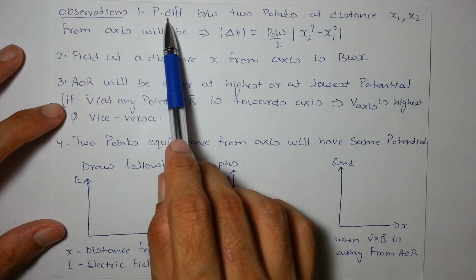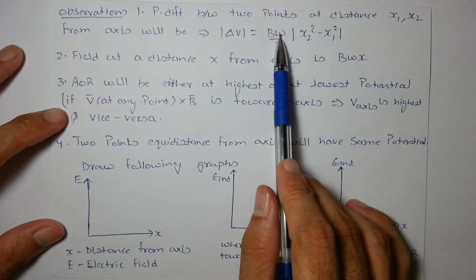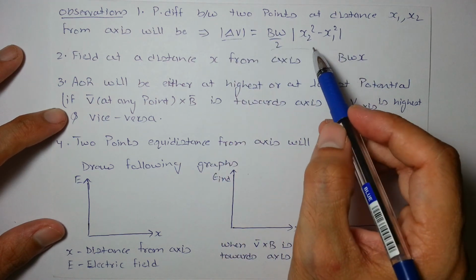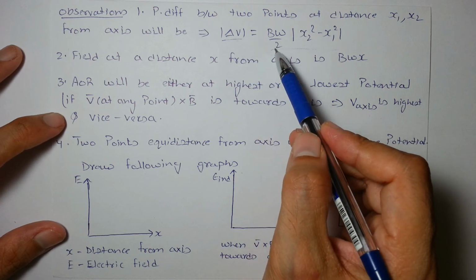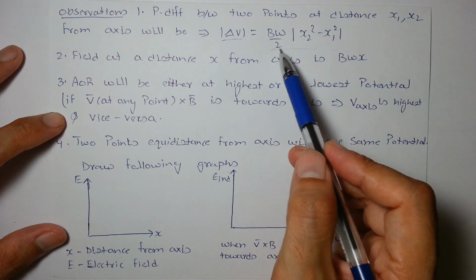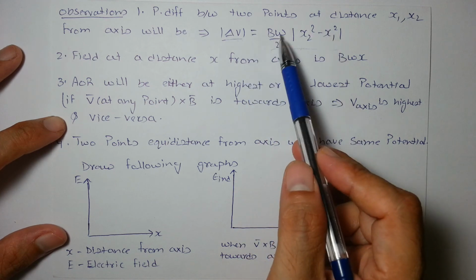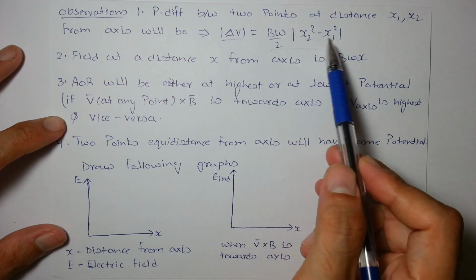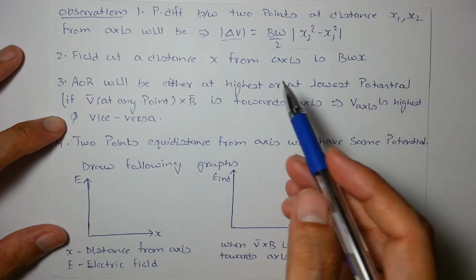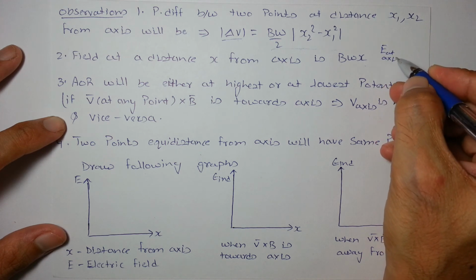Let's start with the first one. The potential difference between 2 points at distances x1 and x2 from the axis is nothing but B omega by 2 times x2 square minus x1 square. I have taken the mod because I'm not giving any polarity to this. Polarity will be given using the direction of V cross B, or which point is at higher potential. So the value of the potential difference is B omega by 2 times x1 square minus x2 square. The field at a distance x from the axis is B omega x, so the field at the axis will be 0.